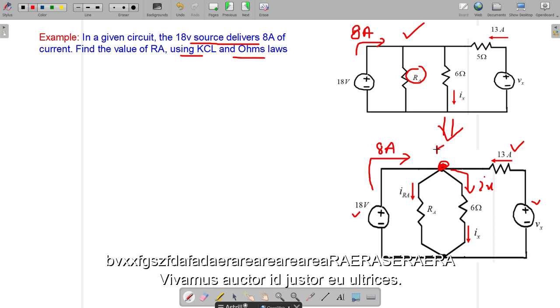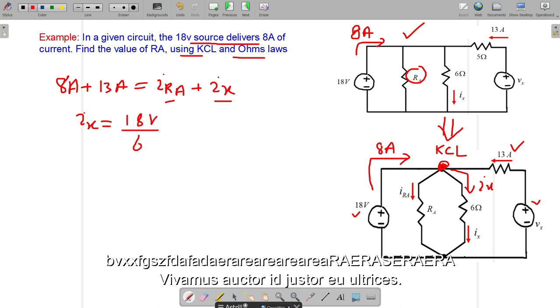So we apply Kirchhoff current law at this node. So let's see, 8 ampere is the current entering plus 13 ampere is the current entering the node, that is equal to IRA, which is the current leaving the node, plus IX, which is the current leaving the node as well. So you can see that we need to find IX using Ohm's law first, and then we need to find IRA. So IX according to Ohm's law is equal to 18 volt over 6 ohm.